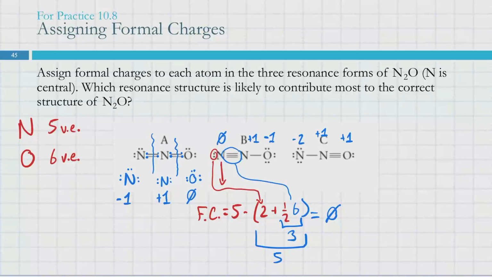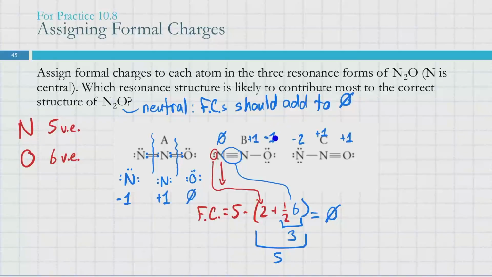Some checks to make sure that we did the formal charges correctly. N2O is a neutral molecule, so formal charges should add to 0. So in structure A, -1 + 1, 0, that's a total of 0. B, 0 + 1 - 1, that adds to 0. C, -2 + 1 + 1, that also adds to 0.